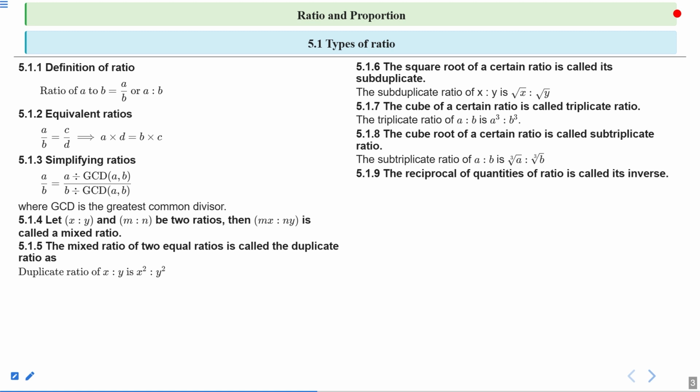Next one is the reciprocal of quantities of a ratio is called its inverse. So the reciprocal or inverse ratio of A ratio B is 1 upon A ratio 1 upon B.